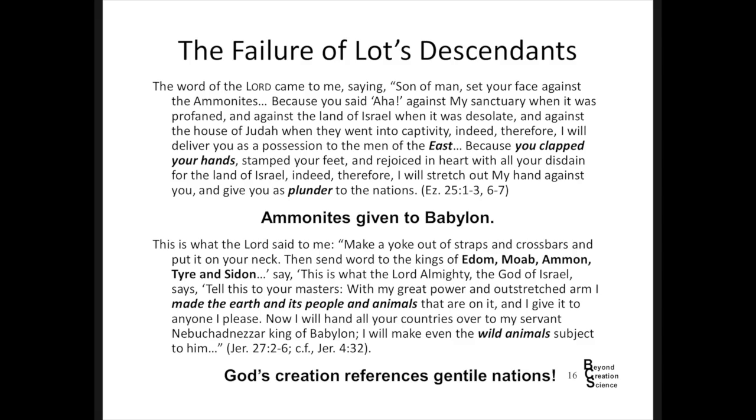Animals. And yet, here we have it in the context of nations being given over to Babylon, in narrative form no less. "Now I will hand all your countries over to my servant Nebuchadnezzar, king of Babylon. I will make even the wild animals subject to him." And I think in that passage the wild animals are people. They are the nations, just as Israel is the man on the land.